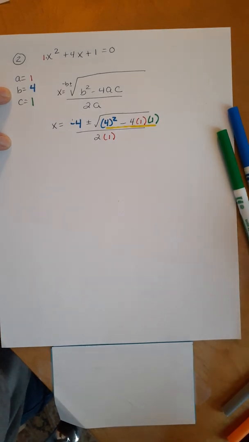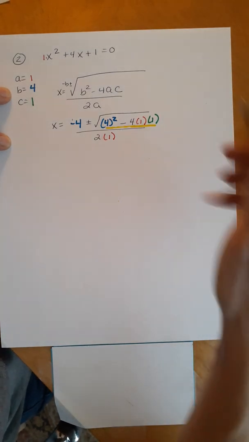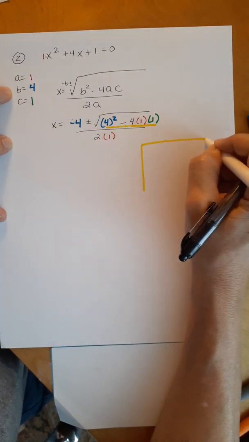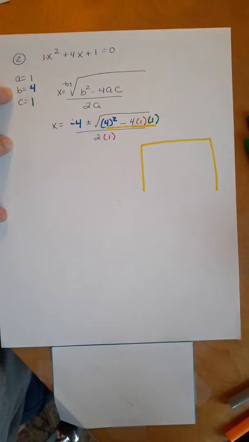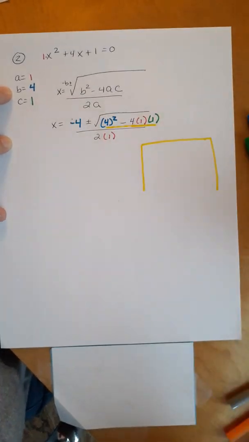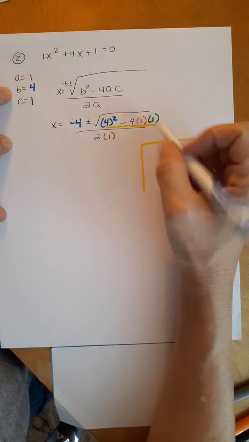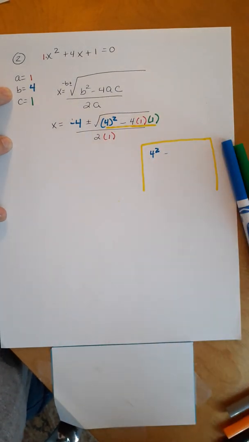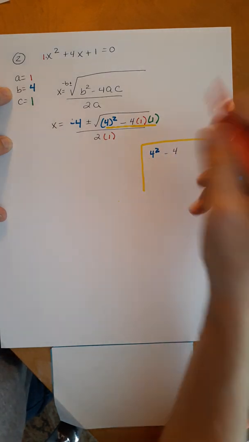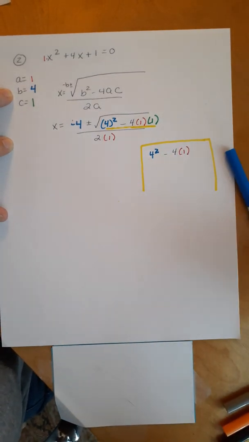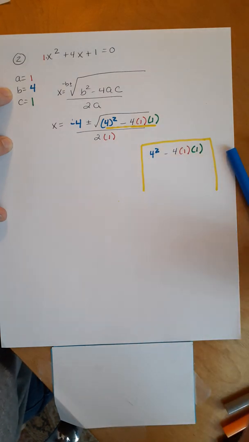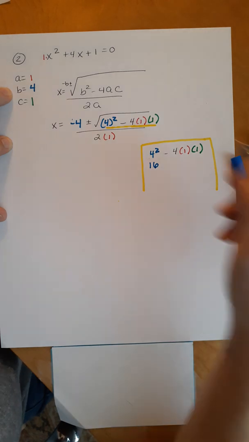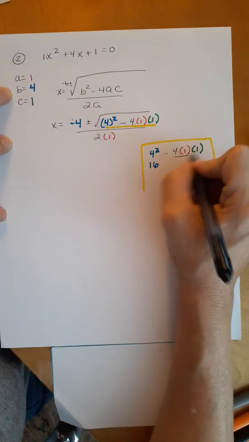Okay, so let's do this side. I'm going to do that piece. I'm going to put a little yellow box around it. All right. So 4 squared minus 4. You can see where everything is coming from. Okay. 4 squared is 16. 4 times 1 is 4, times 1 is 4.